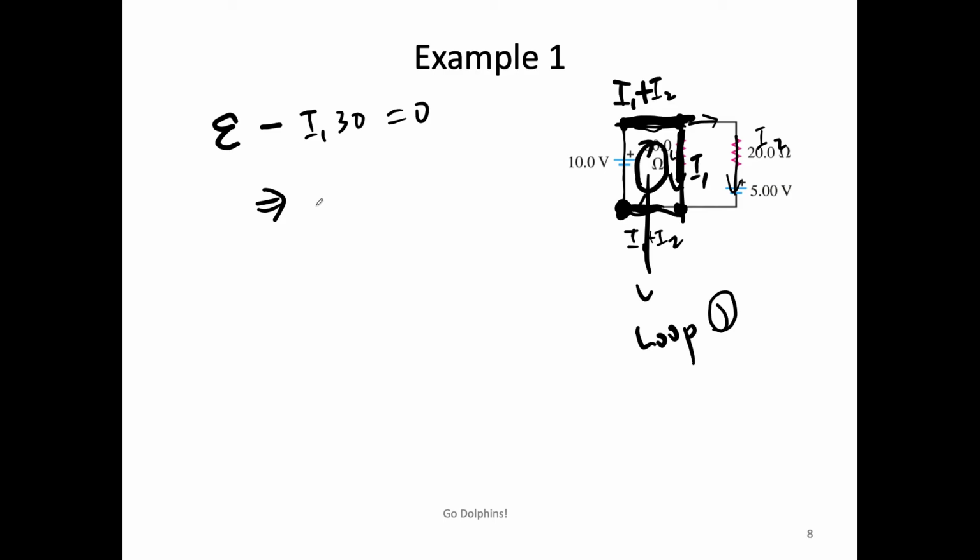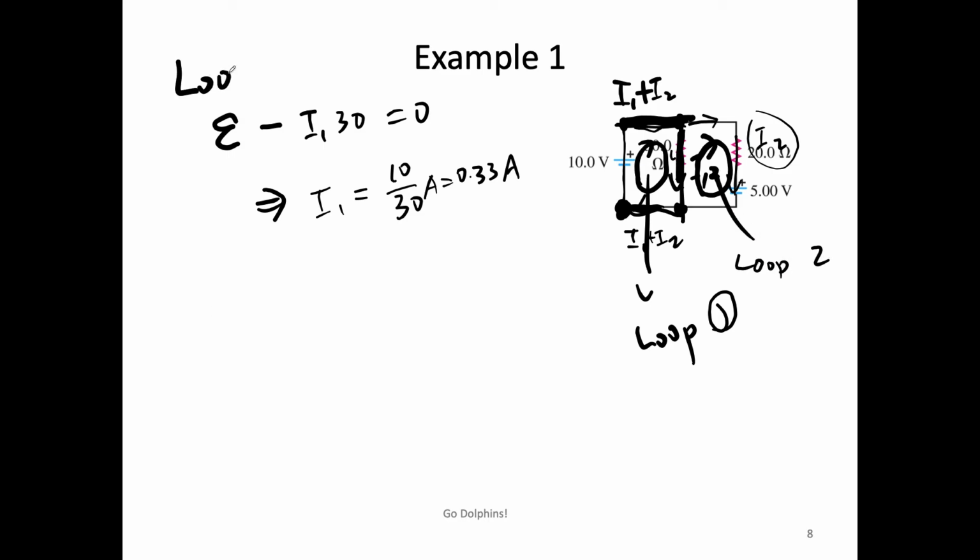So very quickly I can find that I1 should be 10 over 30, which is 0.33 amperes. Okay, so now I need to find I2. So I need to use another loop. I will choose this one as loop 2.